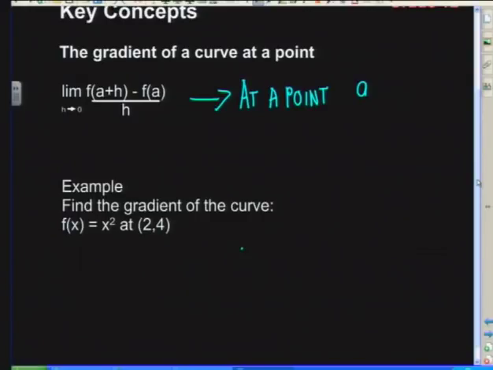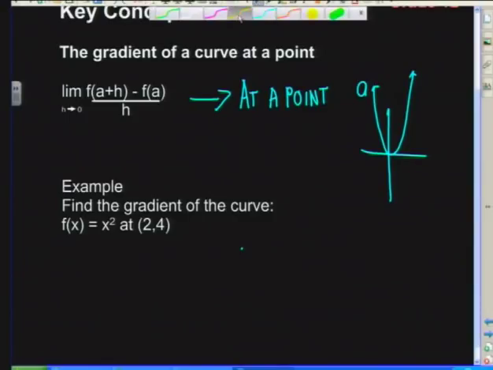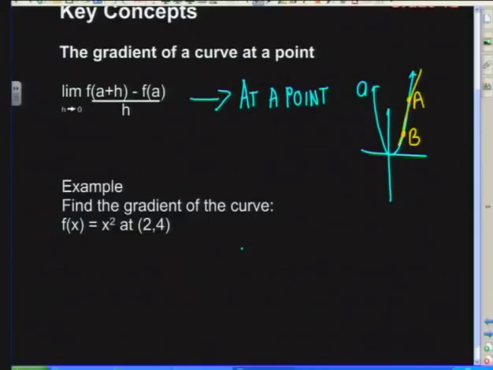To find the gradient of a curve between 2 points, so we're not talking about 1 point, but if I've got a curve, and again I'm going to stick to the easy parabola, and say I had a point A and then B, and I wanted to find the gradient between those 2 points, A and B, then what you would have learned to do last year, or from grade 11, is to draw a line between those 2 points, and then the gradient of that straight line would be the gradient between those 2 points, okay?